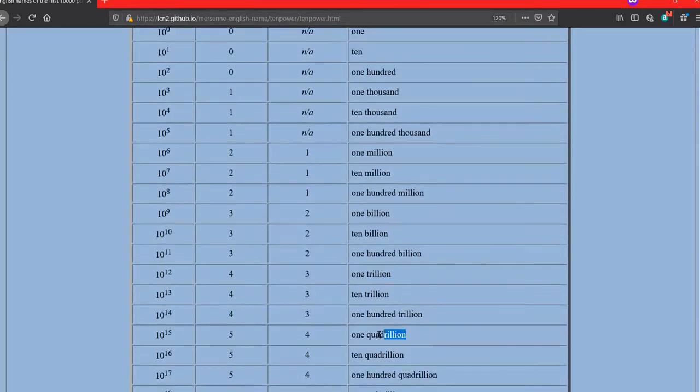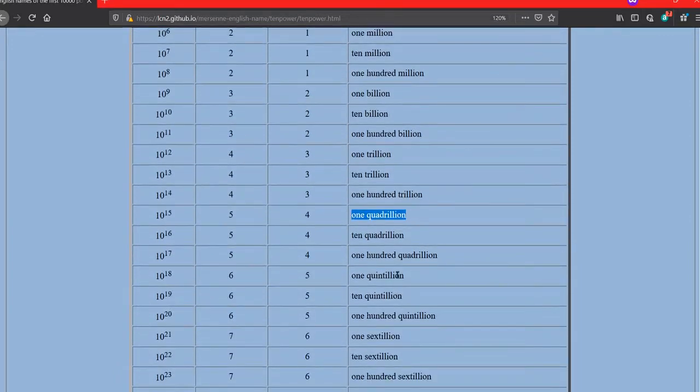And then you've got 1 quadrillion. So after a trillion, you start talking in terms of quadrillions. 1,000 lots of trillions make up 1 quadrillion. And after that, you've got 1 quintillion. That's 1,000 lots of quadrillions make up 1 quintillion. Now I'm going to stop there for a moment and give you an idea of what 1 quintillion is.